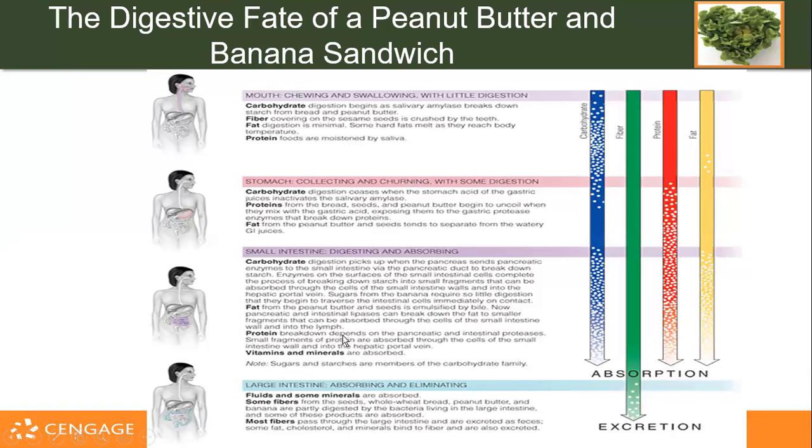Then we have protein, which is going to break down, and that's going to depend on the pancreatic and intestinal proteases, which help to break those down into smaller fragments and absorb those through the cells directly into the bloodstream through that hepatic portal vein. And some vitamins and minerals will be absorbed at this stage as well in the small intestine.